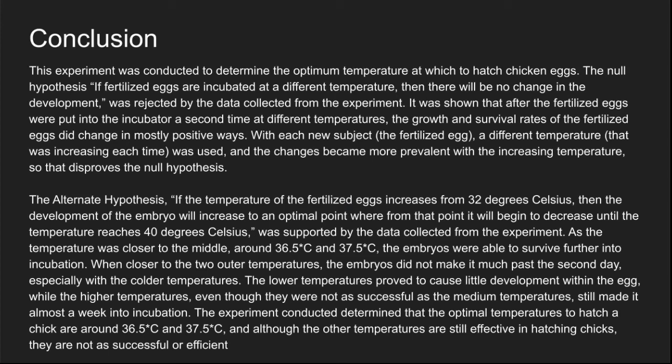When closer to the two outer temperatures, the embryos did not make it much past the second day, especially with the colder temperatures. The lower temperatures proved to cause little development within the egg, while the higher temperatures, even though they were not as successful as the medium temperatures, still made it almost a week into incubation. The experiment determined that the optimal temperature to hatch a chick is around 36.5 degrees Celsius and 37.5 degrees Celsius, and although the other temperatures are still effective in hatching chicks, they are not as successful or efficient.